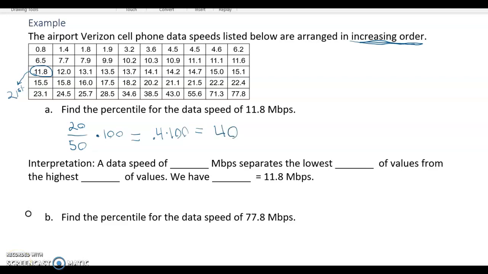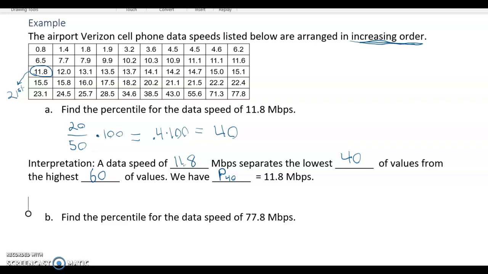So our interpretation of this: the data speed of 11.8 megabits per second separates the lower 40% of values from the highest 60% of values. We have P sub 40, the 40th percentile, equal to 11.8 megabits per second.